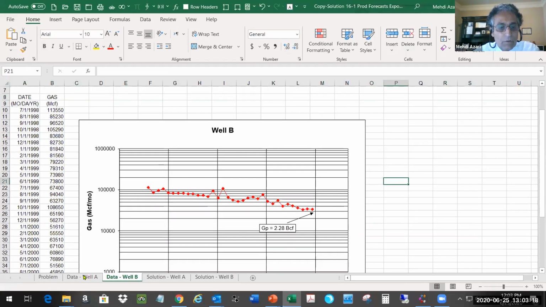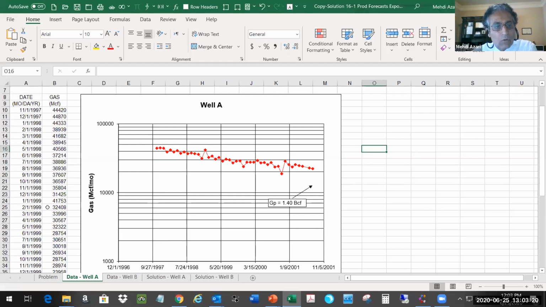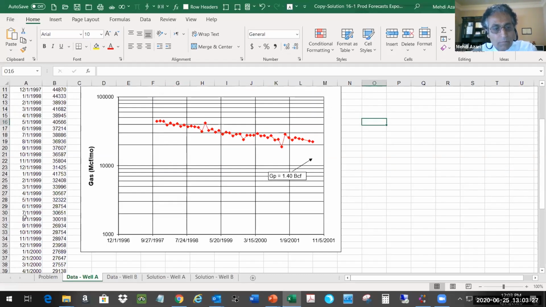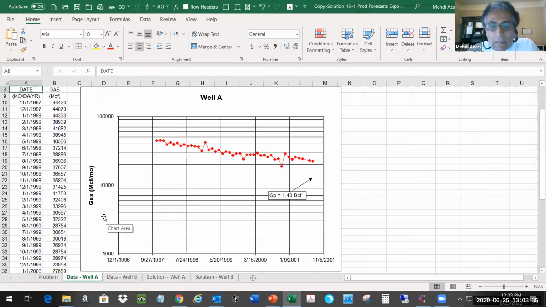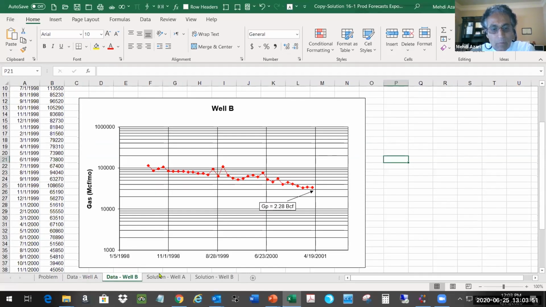The first thing you do is have the data sorted here. Production in this case is from November 1997 all the way to August of 2001. Excel is an excellent platform for decline curve analysis because you can generate so many different types of plots. So you plot the data here. This is a semi-log plot, where the rate is on a semi-log scale, and if you look at it, it looks like a straight line. This is well A, and this is well B.